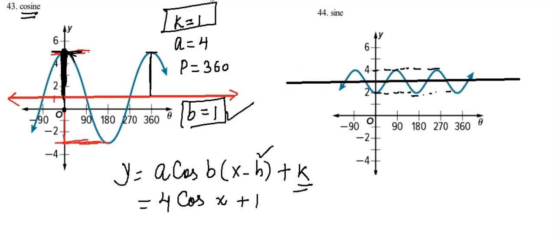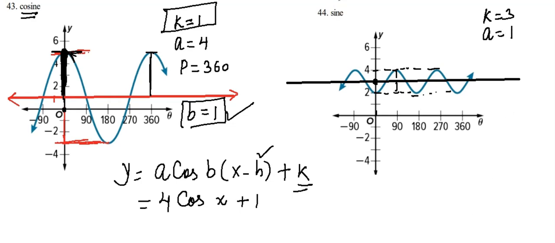So this is your middle line. The middle line is shifting from the origin 3 units up. So K is 3, you got the K. Amplitude, how much unit up and how much unit down? 1 unit. A is 1.